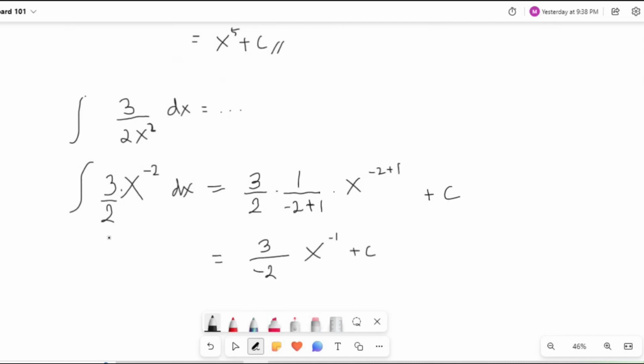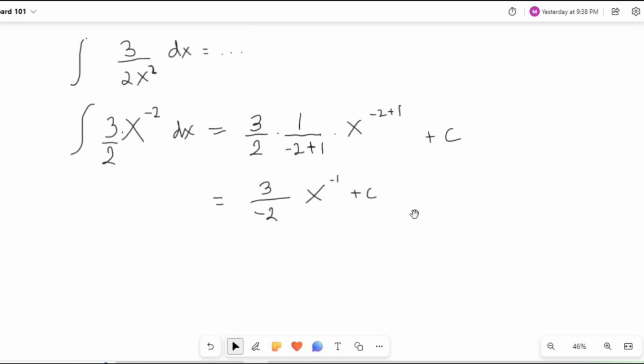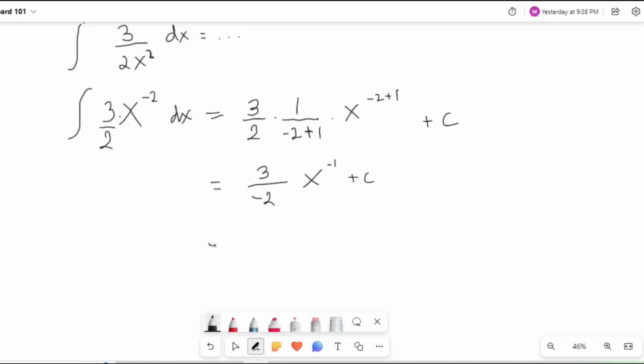Okay, basically it's done. It's already correct, but it's not good looking enough. So what we do is going to be negative 3 over 2, x to the power of minus 1. I move it down again and join it with the other x. So the more proper way to express it is negative 3 over 2x plus c. Okay, it looks more mathematically correct, right?